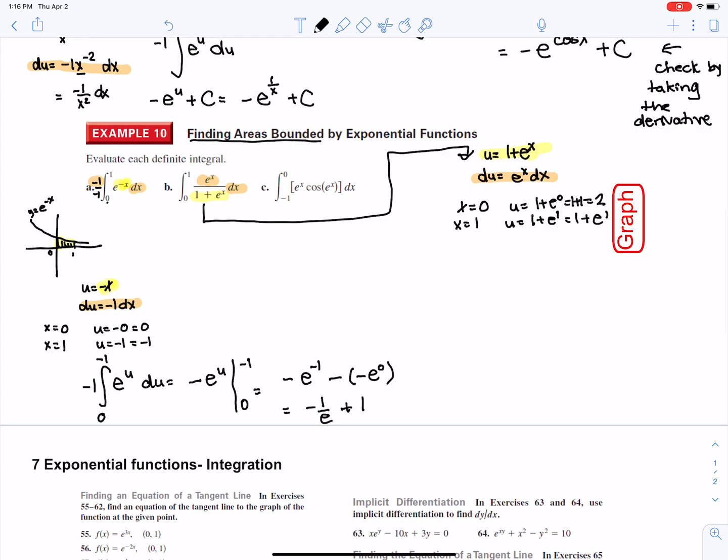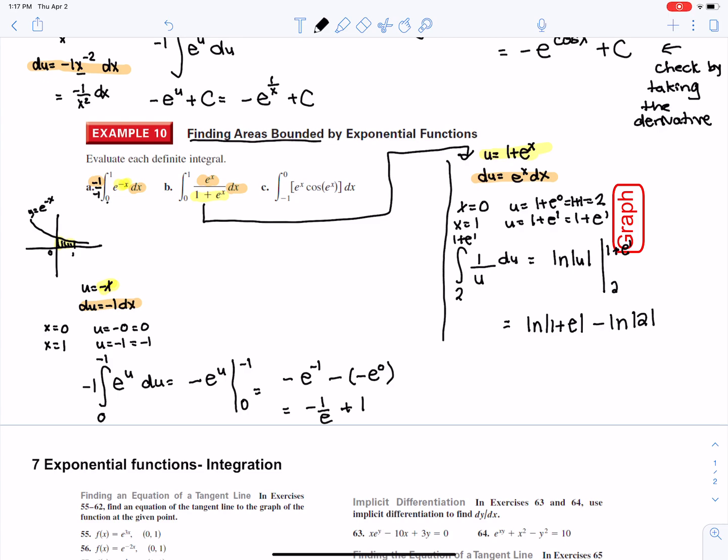So now my integral becomes the integral from 2 to 1 plus e to the 1 of 1 du divided by u. And then you have to think of this as related to the last lesson we did: ln of the absolute value of u from 2 to 1 plus e to the 1. And then we just sub that in. ln of 1 plus e minus ln of 2. And then that would be my final answer, and I'm happy if you leave it like that.